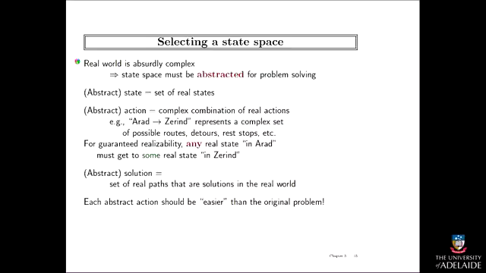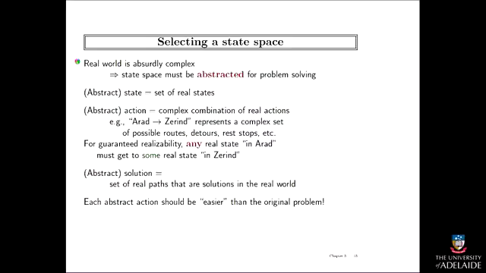So, for example, in the city, our abstract state might be that we are in the city of Arad, and we're abstracting away all the detail that we might be on a particular street or at a particular GPS location. We're just going to represent that we are in the city, okay? So that's an abstraction of a state.